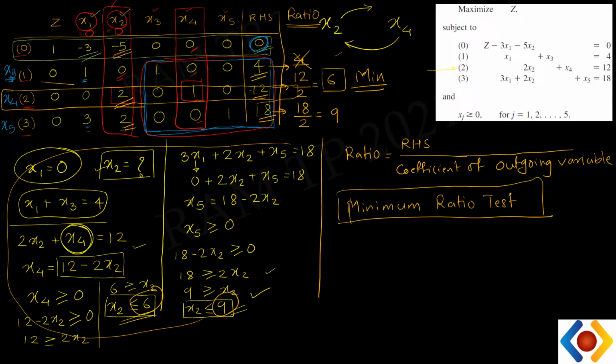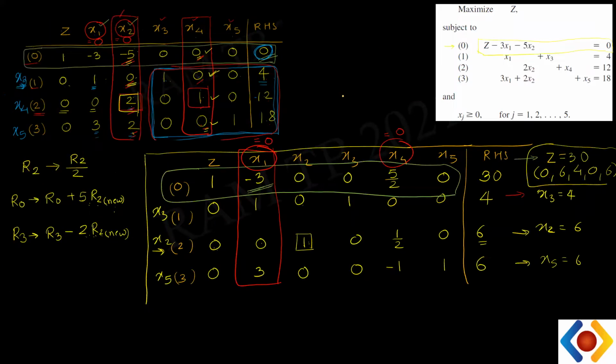What do we do in this? You take the right hand side, divide that by the coefficient of the outgoing variable, but only take positive values. If it is 0, you just ignore that. Negative values as well. Only take strictly positive values. Now, can we use this idea for our next step? We have already decided that x1 is going to move out.